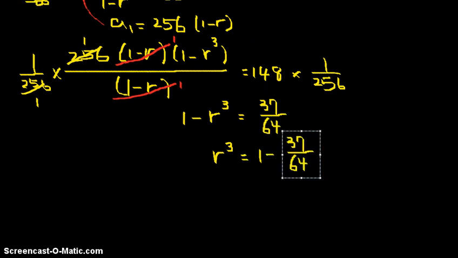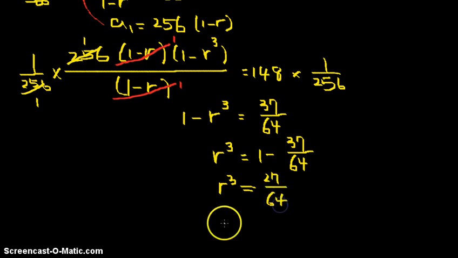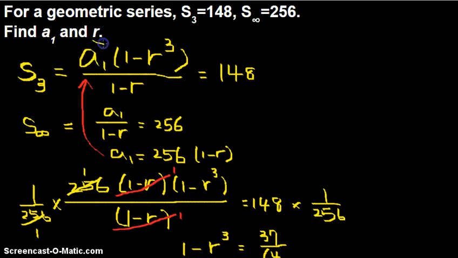So my R cubed, if you put that in your calculator, I think it's 27 over 64. So your R is the cube root. If you cube root both sides, you will get 3 over 4, positive 3 over 4. Cool. So there you go, we just solved for R. They want us to find A1 and R, and we got the R.